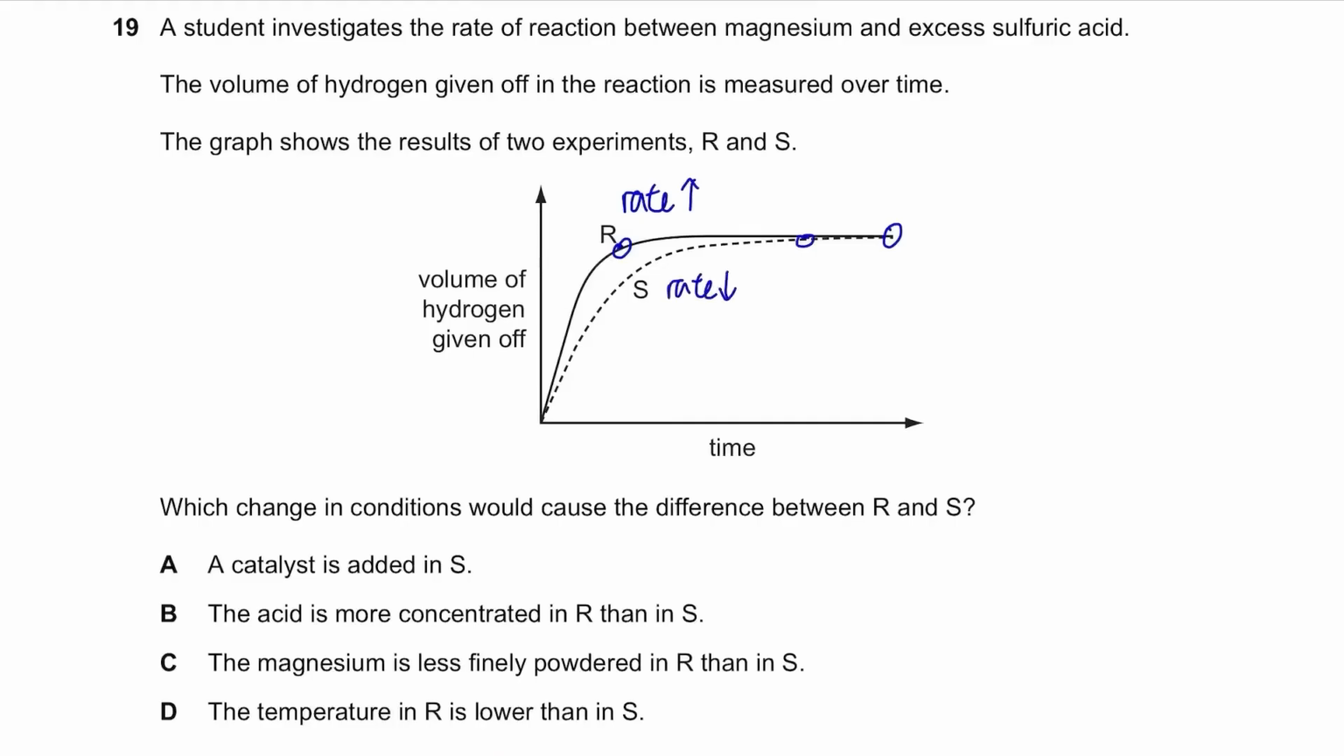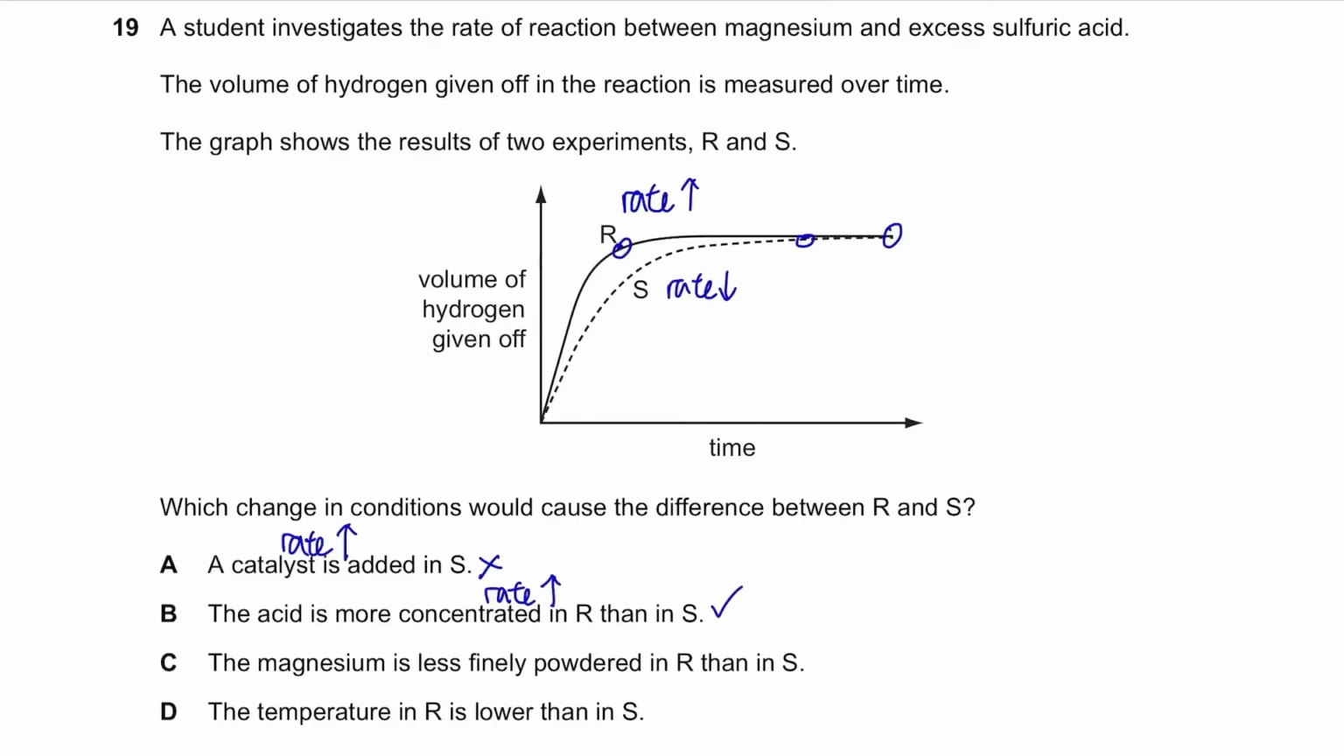A. A catalyst is added in S. Nope, because a catalyst makes the reaction go on faster, but in this case, S was slower than R. B. The acid is more concentrated in R than in S. This could be the answer because with higher concentration but less volume, there will be the same number of moles, but it would increase the rate of reaction.